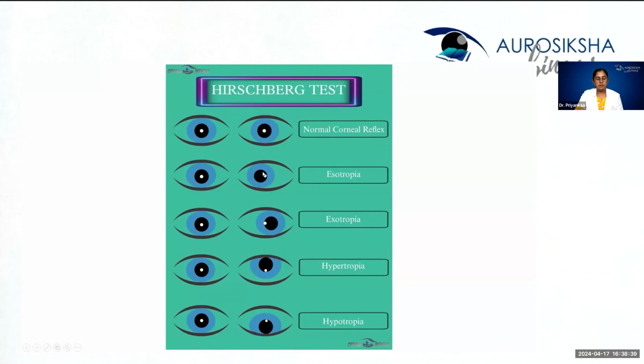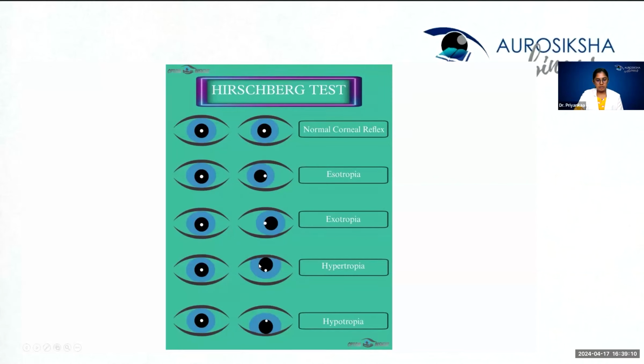The corneal reflex will not fall on the center of the pupil. As you can see in this image, it is falling on the lateral or the outward margin of the pupil, which is signifying the eyeball is turned inward. So hence the name esotropia. Inward is esotropia. As you can see in this image, the light is falling on the inner margin of the pupil, signifying the eyeball is turned outward. When the eyeball is turned outward, it is exotropia.